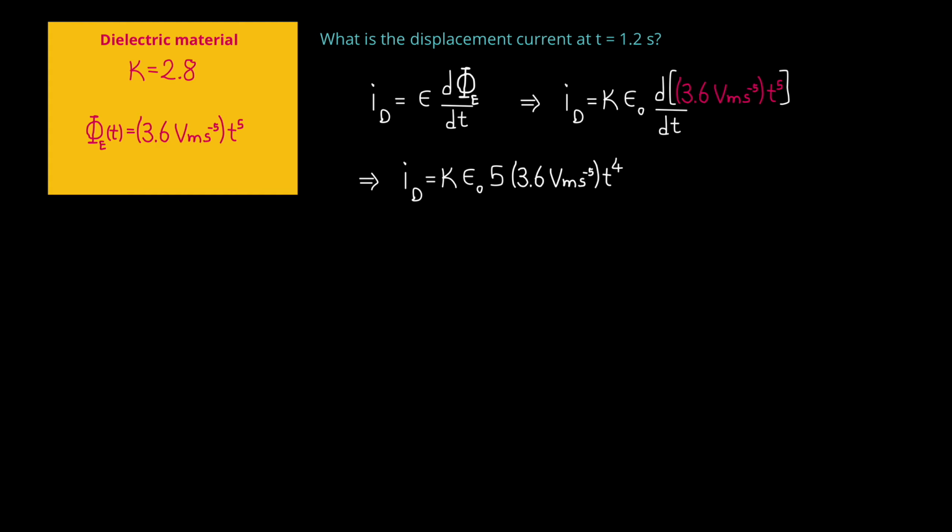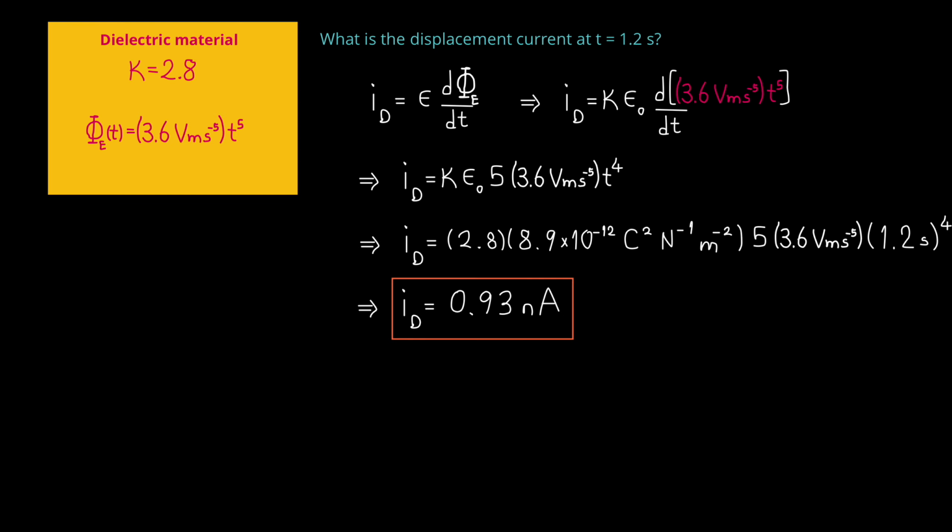Let's go ahead and substitute the numerical values and calculate. We get 0.93 nanoamps for the displacement current. It's a very small value. Nano stands for 10 to the negative 9th power.